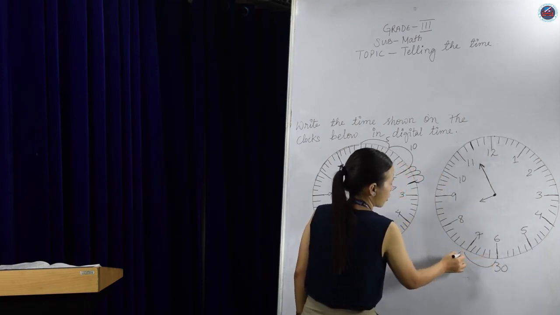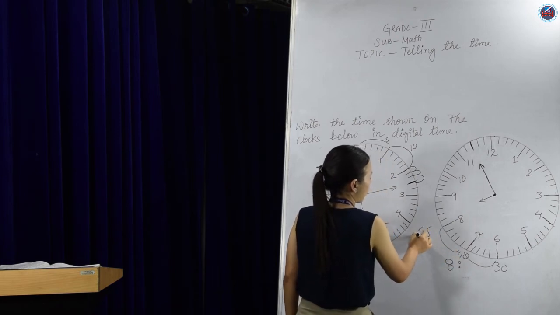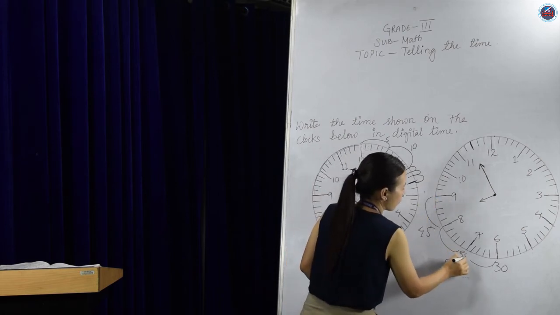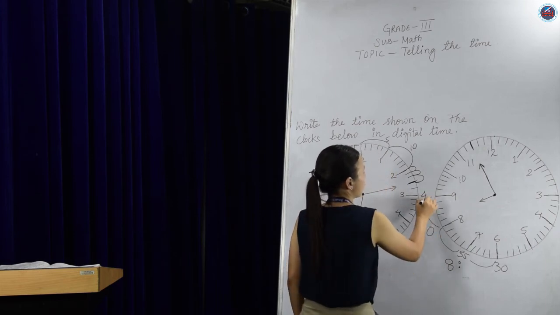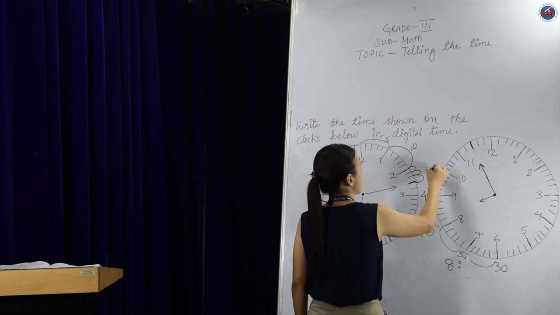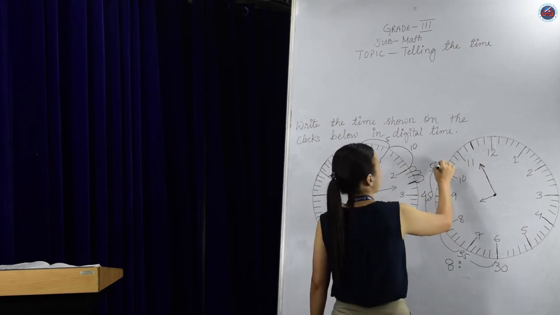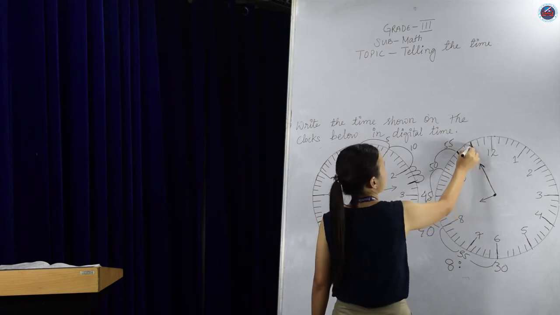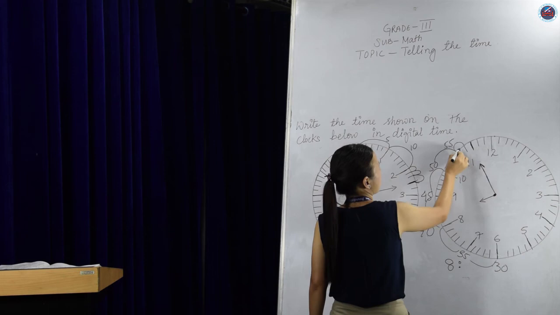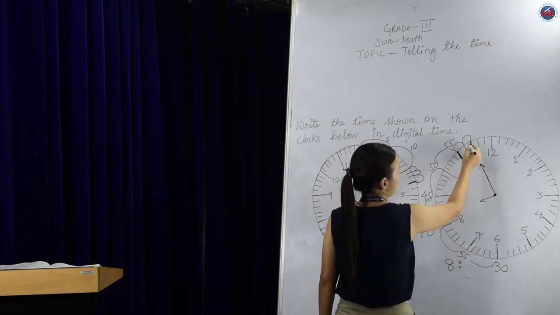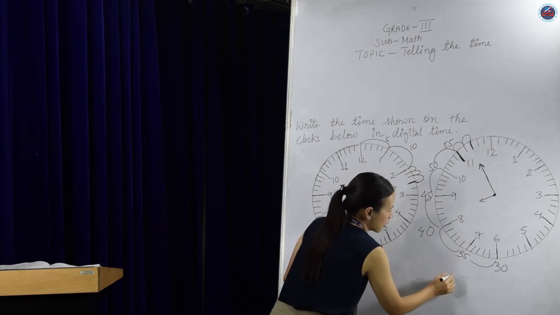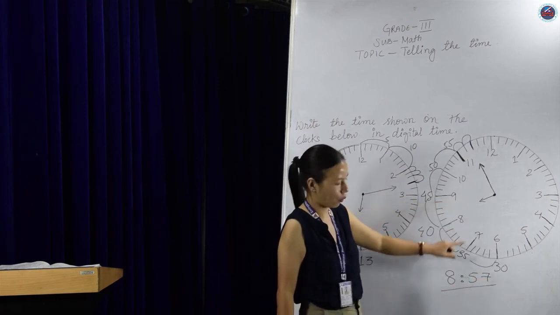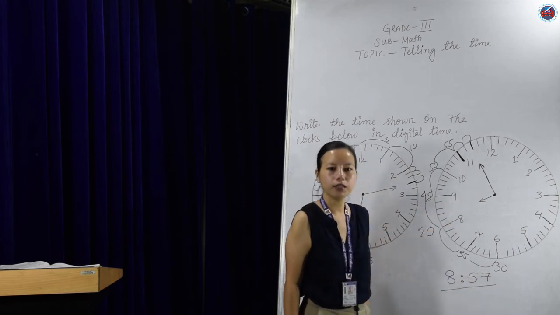From 6 to 7 is 35, sorry, this is 35, and this should be 40, 45, and then count to 10, that makes 50 minutes, right? And then to 11, that makes 55. So till 11 is 55, so we will count till here. So from 55, we count one mark, that is 56 and 57. So that makes 57. So we write our time as 8:57. So this clock is showing 8 hours 57 minutes.